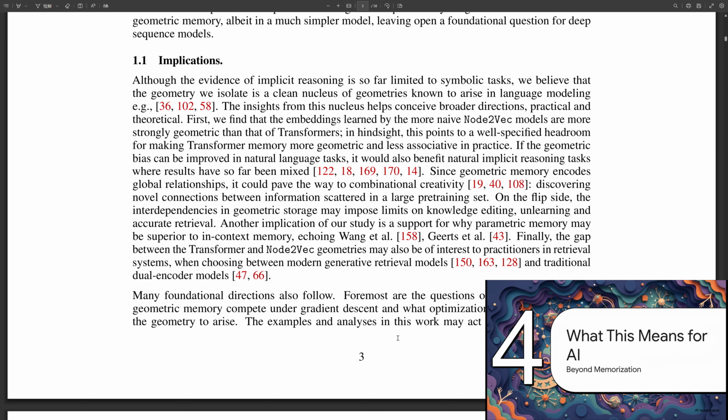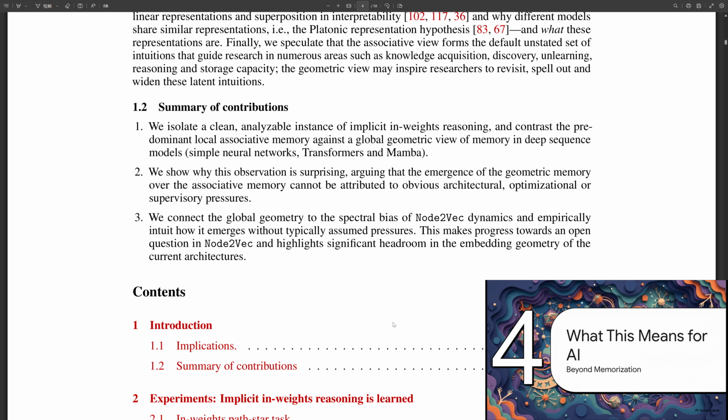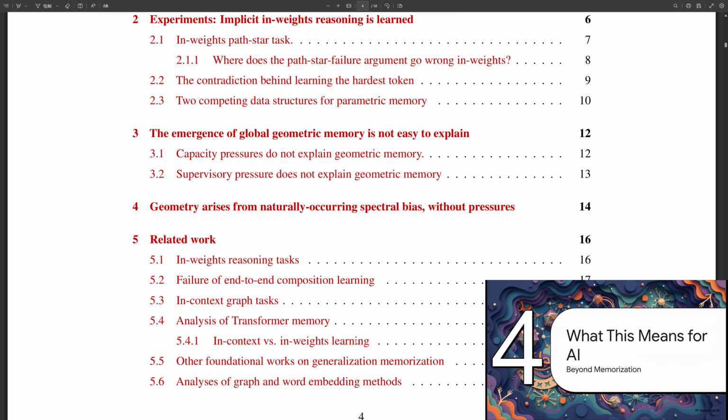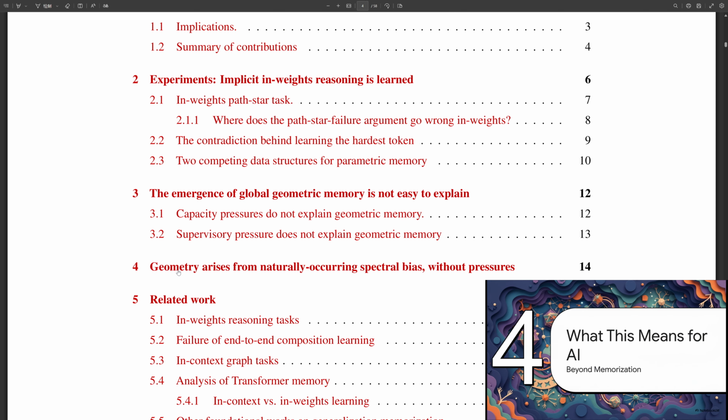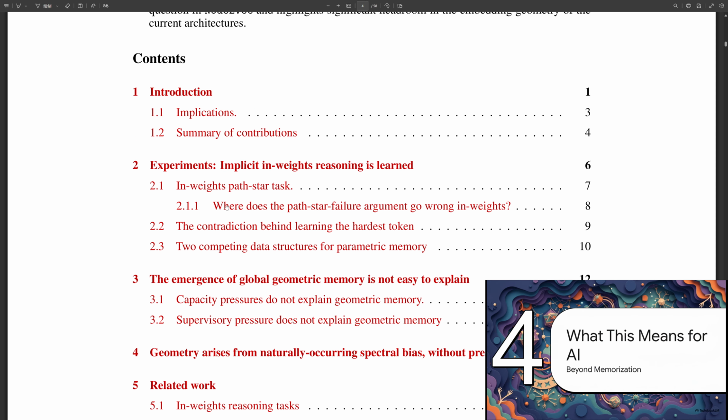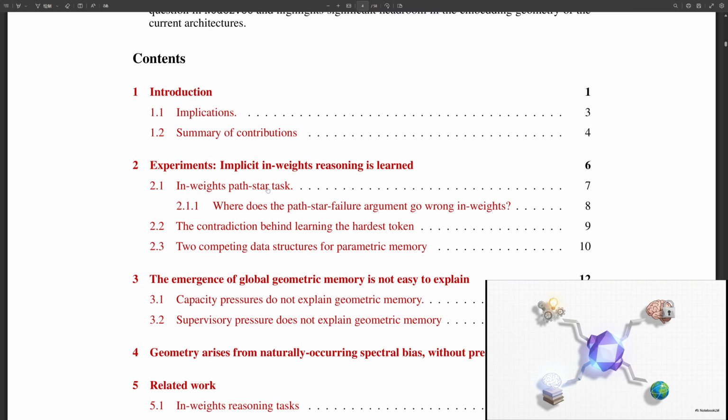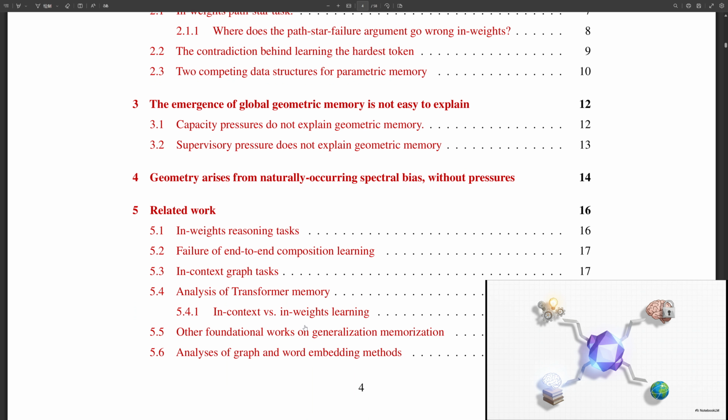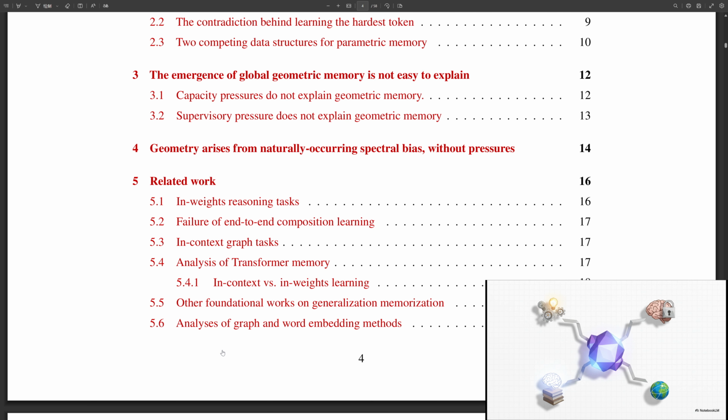So, why does all this matter? I mean, this geometric view of memory isn't just some academic curiosity. It fundamentally changes how we should be thinking about AI, its hidden capabilities, and where it's all headed. Yeah, this has some huge implications. First, this geometric map could be the foundation for true creativity, allowing an AI to find surprising connections between ideas that are far apart on its map.